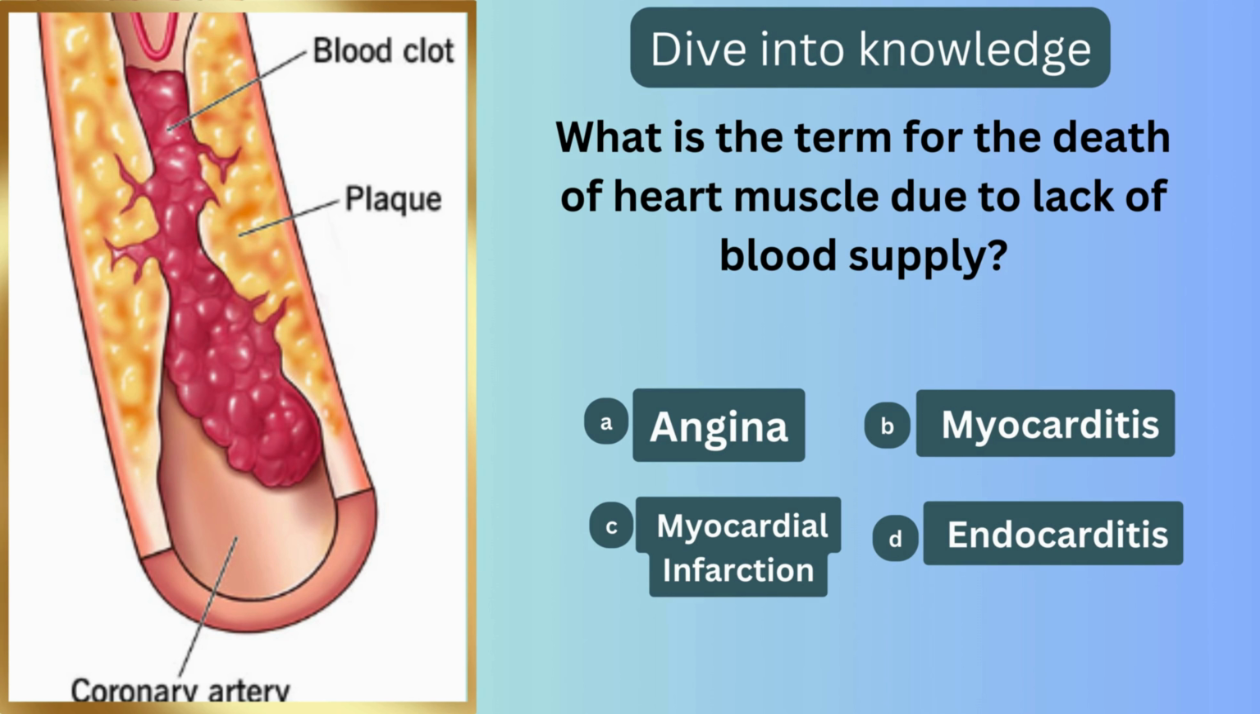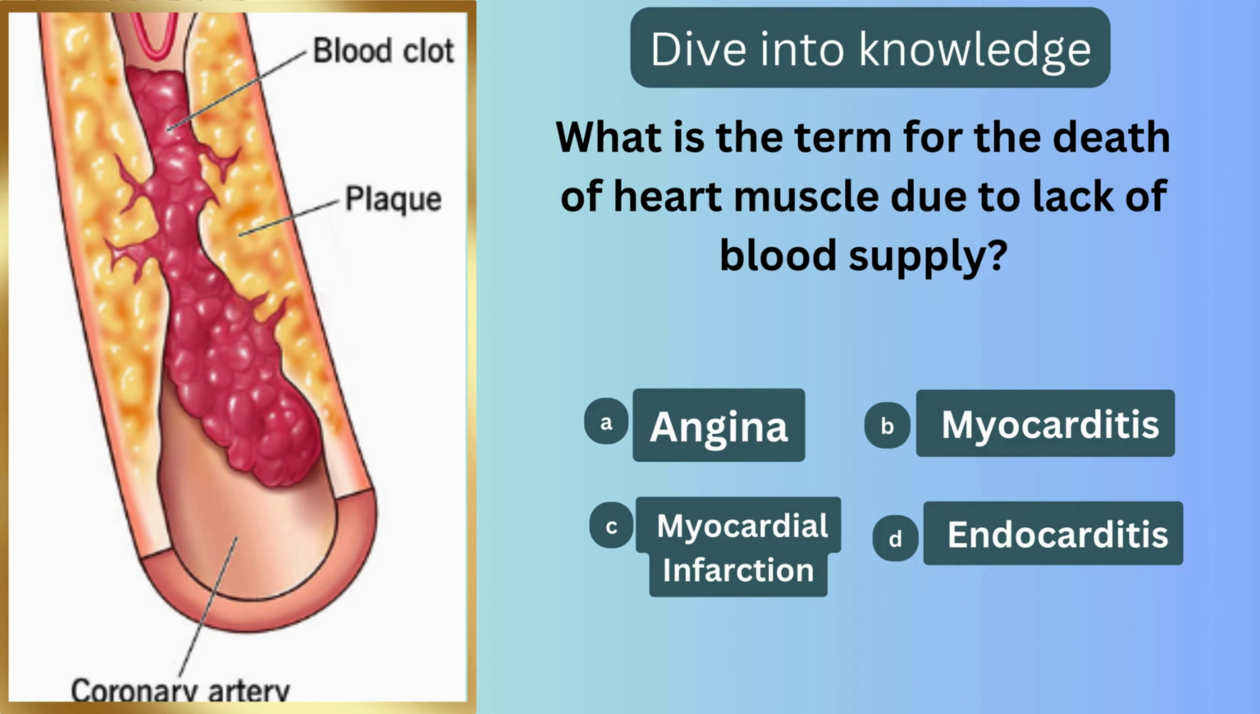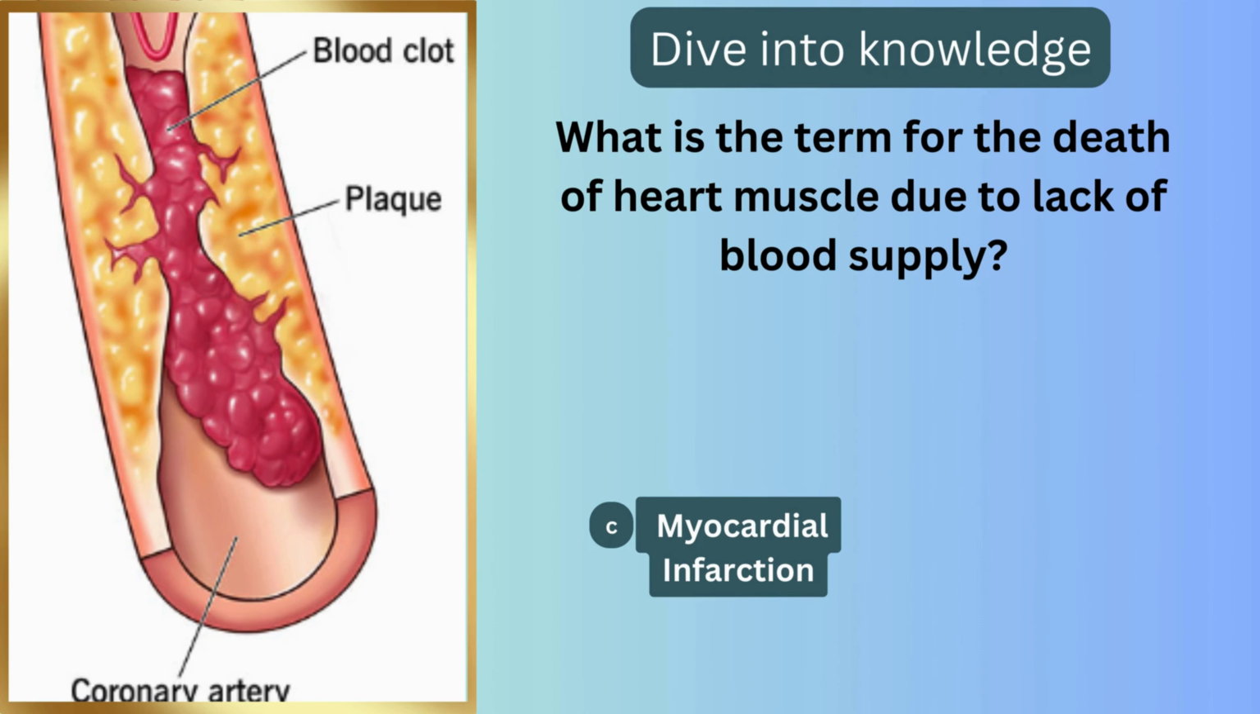Next question is, what is the term for the death of heart muscle due to lack of blood supply? Let's take a look at the options. A. Angina. B. Myocarditis. C. Myocardial infarction. Or D. Endocarditis. Time's up. The right answer is C. Myocardial infarction.